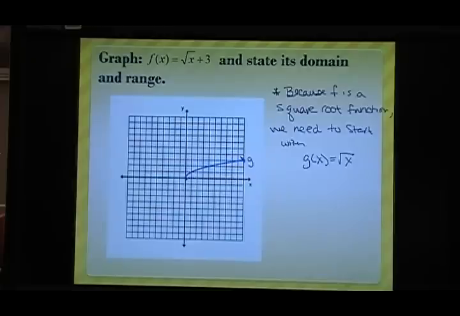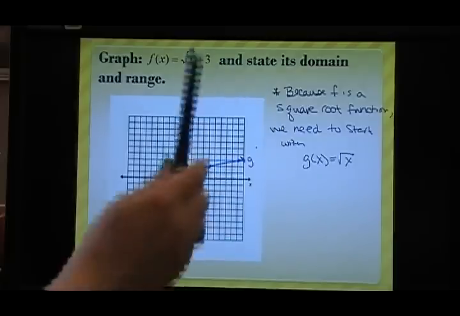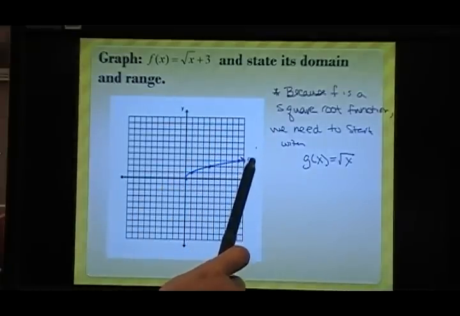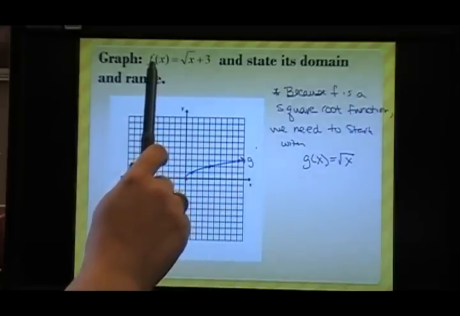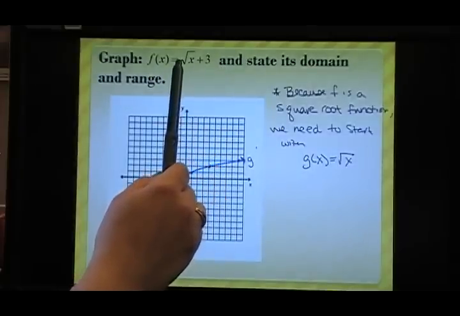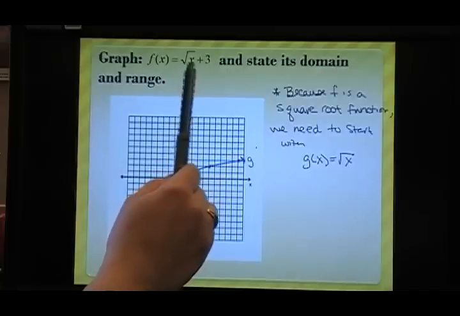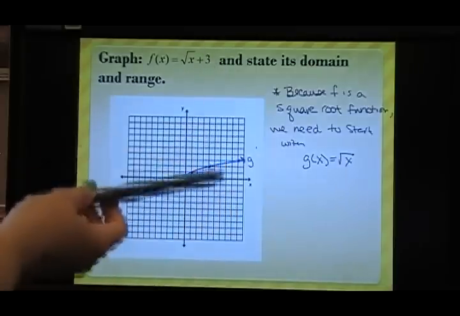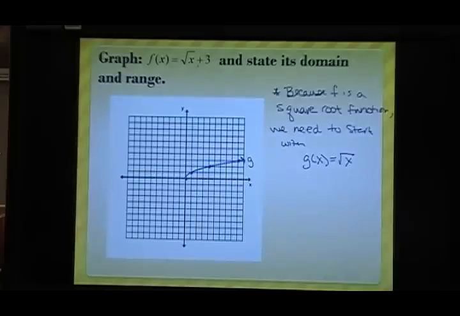Right? We've got points at (0, 0), (1, 1), (4, 2), (9, 3). So those are some easy lattice points to work with. When I look at my function, now I'm going to try to decide what do I need to do to g in order to make the graph of f. And looking at what f says, there's no negative here, so I don't need to flip. There's no number inside with the x, so I do not move left or right. I do have this +3 outside of the square root, so that's how I know I need to shift all of my points up 3 places.